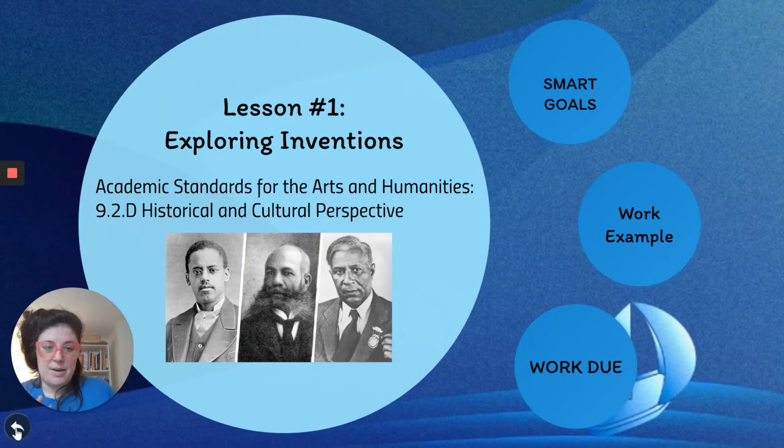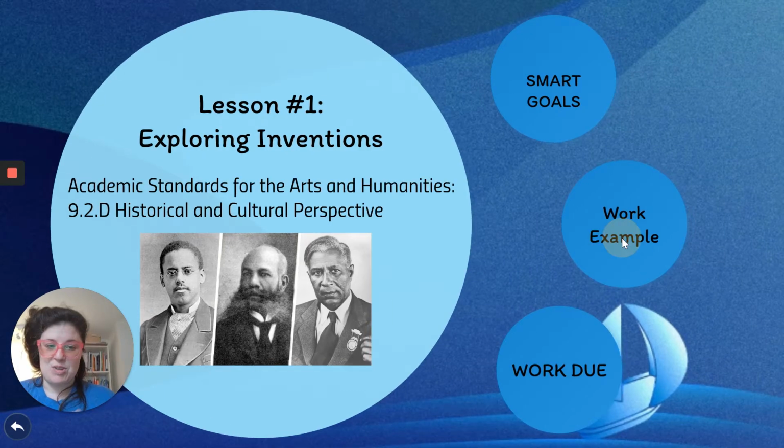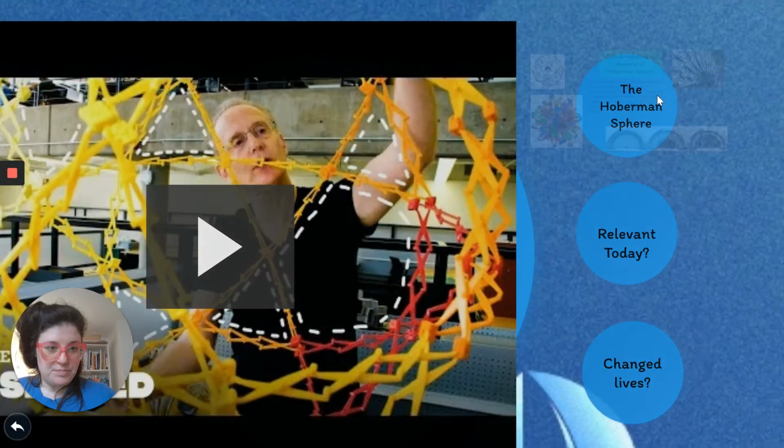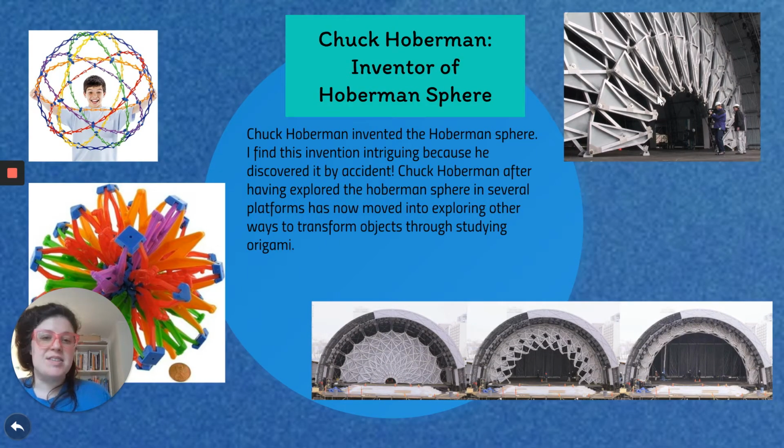Backing it up. All right, work example. What do these 3 things look like? Okay, so I picked out this guy. He is a Harvard professor who, let's take a closer look. The Hoberman sphere. Okay, so Chuck Hoberman, he's the inventor of the Hoberman sphere. Chuck Hoberman invented the Hoberman sphere. I find this invention intriguing because he discovered it by accident.